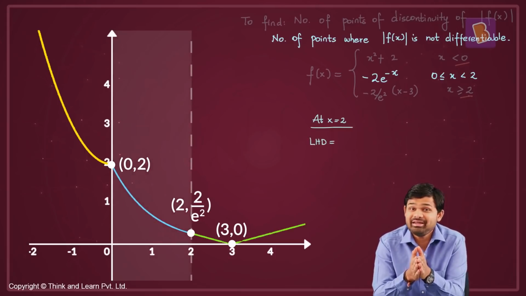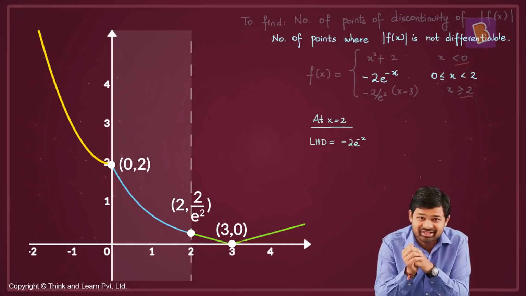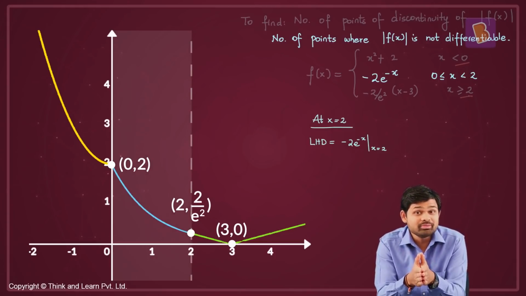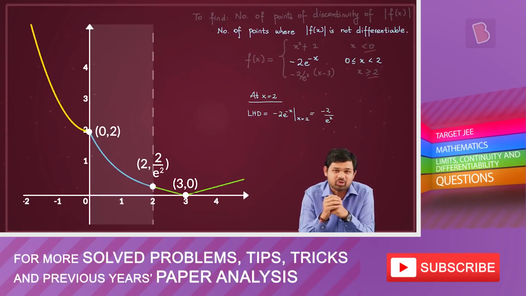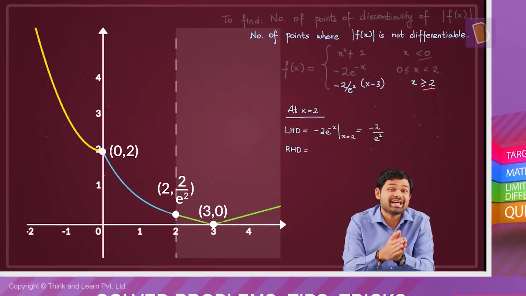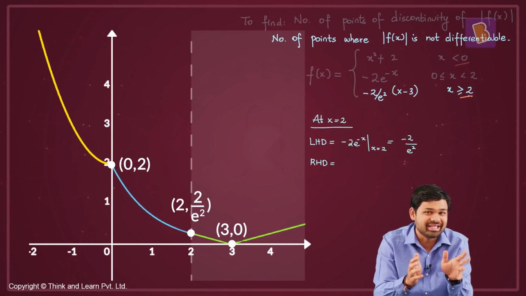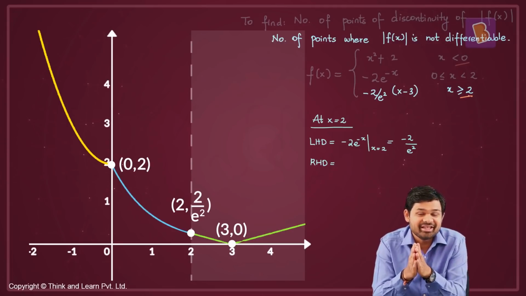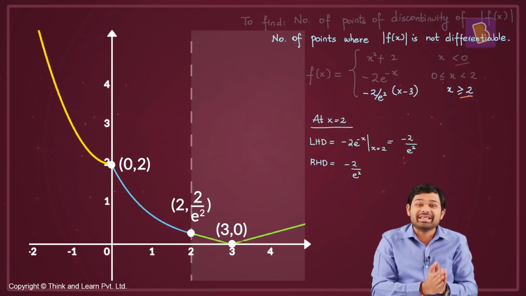Now let's look at x equal to 2. Left of this, it's an exponential function. We have differentiated it, -2 e raised to -x. So at x equal to 2, on the left side, the value of the slope is -2 divided by e square. What happens in the right side? Now in the right side, it's a linear function, negative 2 over e square times (x minus 3). When you differentiate it, the slope of this linear function is also negative 2 over e square.